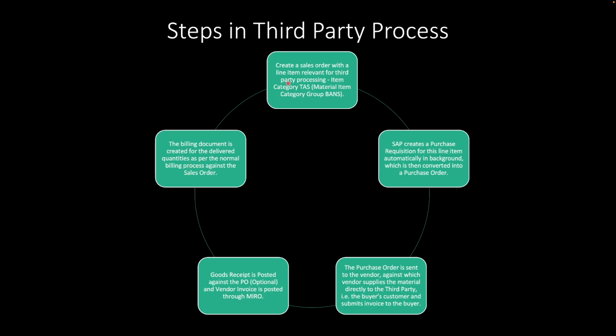So you can see the process started from a sales order. A PR got created in the background against which you created a purchase order. This purchase order is a special purchase order with item category S, against which the vendor will supply the material to your customer. You will process the invoice of the vendor and then you will raise your invoice to your customer. And in this way, the whole third party process will get completed.